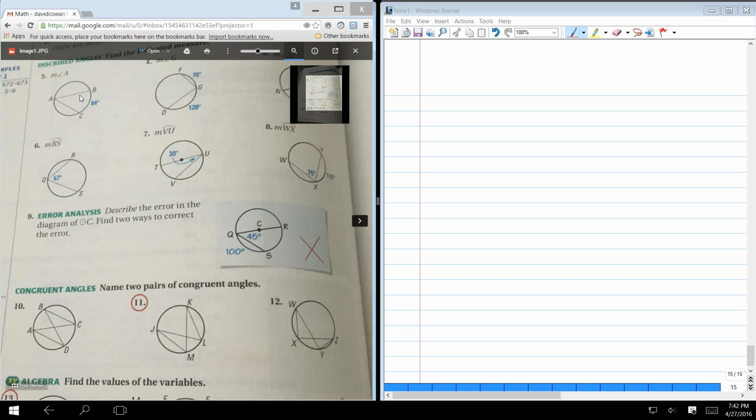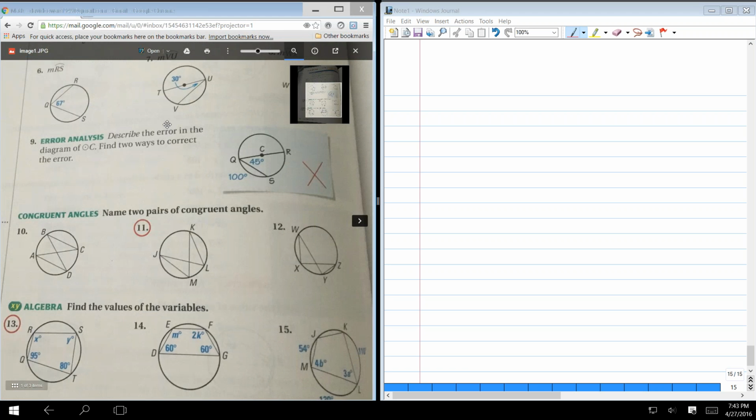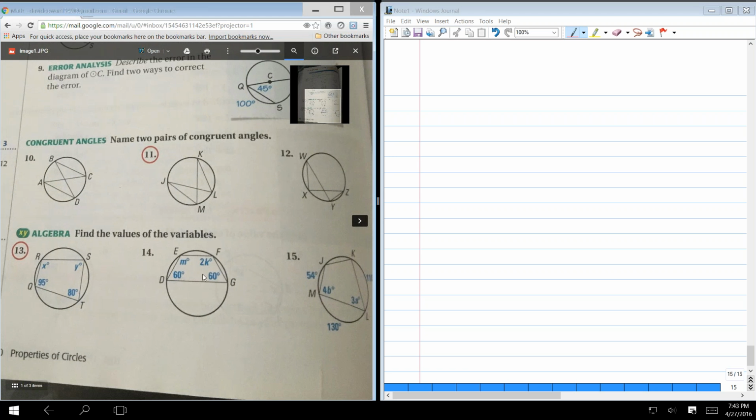If I go up to this one here, angle A subtends arc BC. In number 4, angle G subtends arc FD. And so forth and so on. That's all subtend means. And there's various terminology. They might not all use the same.